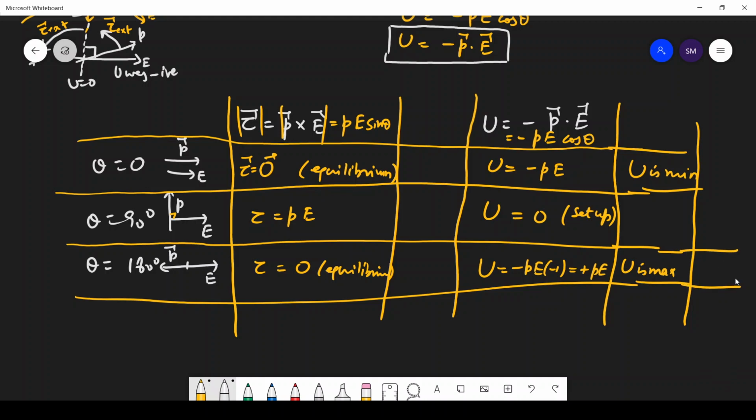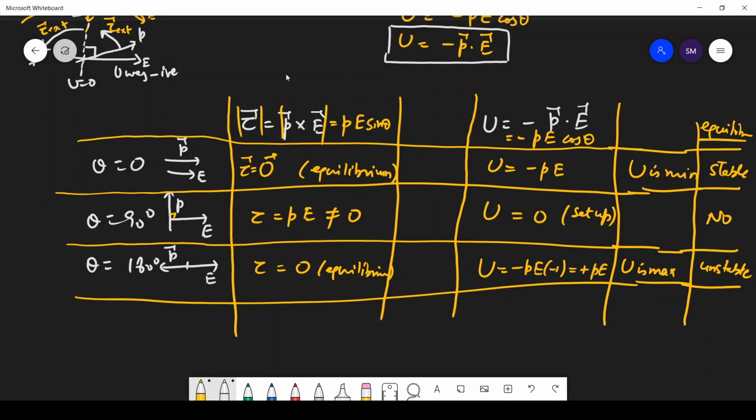So this equilibrium is stable because U is minimum here, and U is maximum here, so this is unstable equilibrium at this angle. So the equilibrium is stable and the equilibrium is unstable. There is no equilibrium over here. Why no equilibrium? Because tau is not equal to 0, so the dipole will be moving.